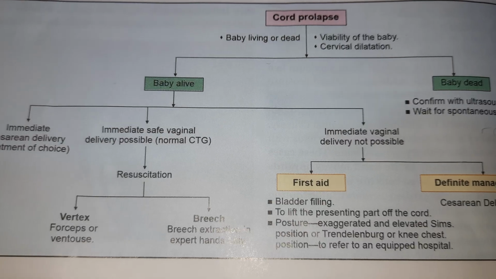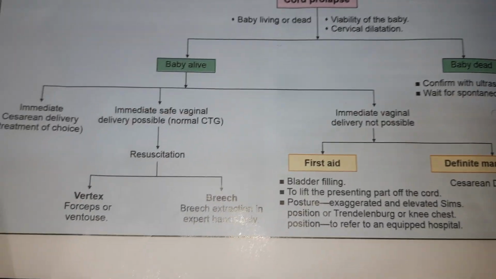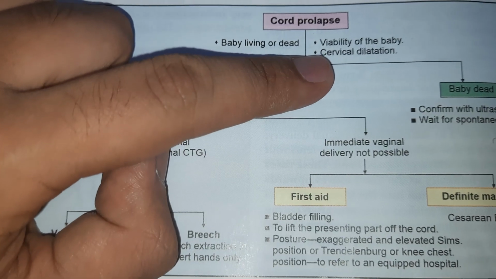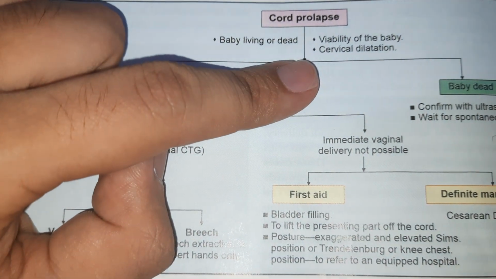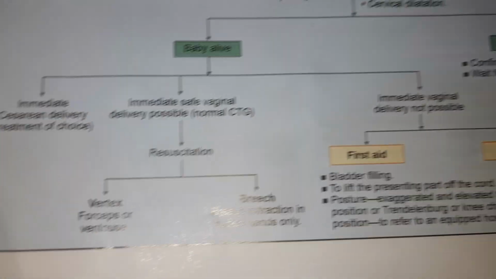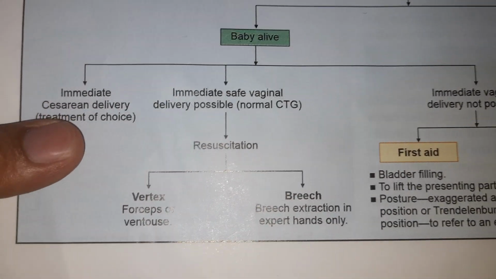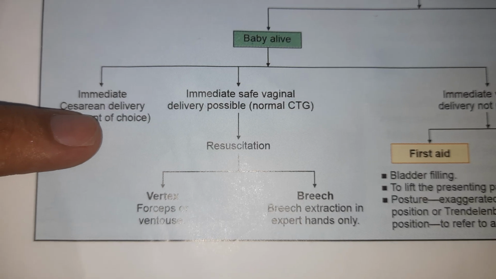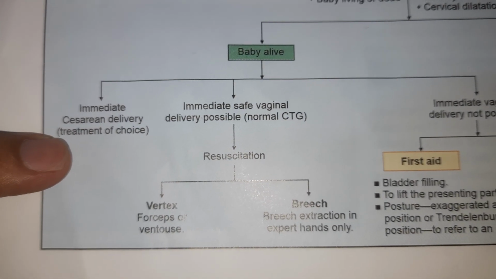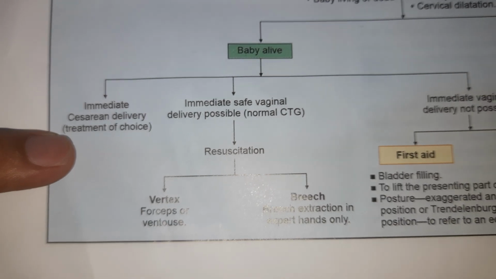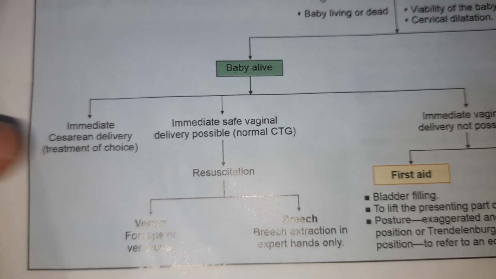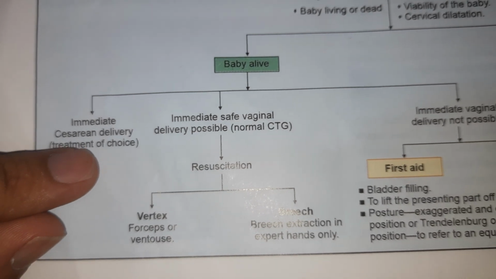The management protocol of cord prolapse is determined by whether the baby is living or dead. It is determined by the viability of the baby and degree of dilatation of the cervix. If the baby is living, the definitive treatment is cesarean delivery, which is best when the baby is sufficiently mature and alive. Just prior to making the abdominal incision, the fetal heart rate should be auscultated once more to avoid unnecessary section on a dead baby. This is the treatment of choice, immediate cesarean delivery.